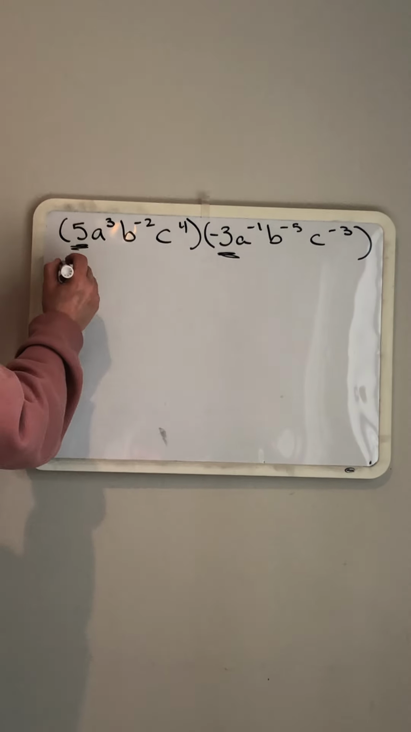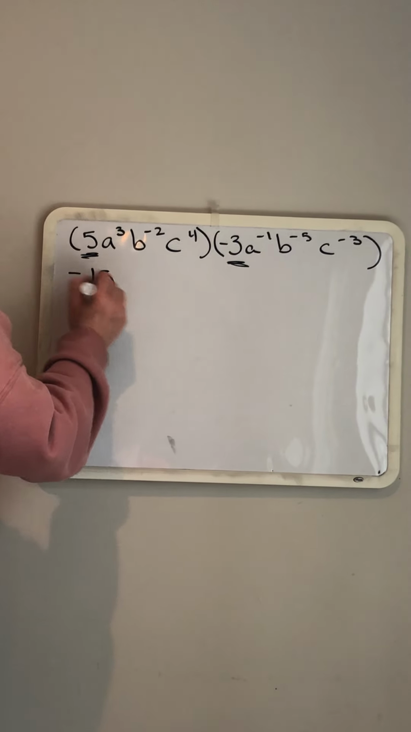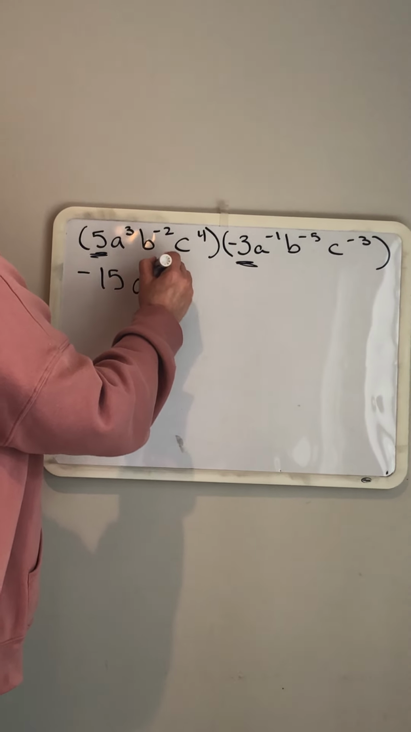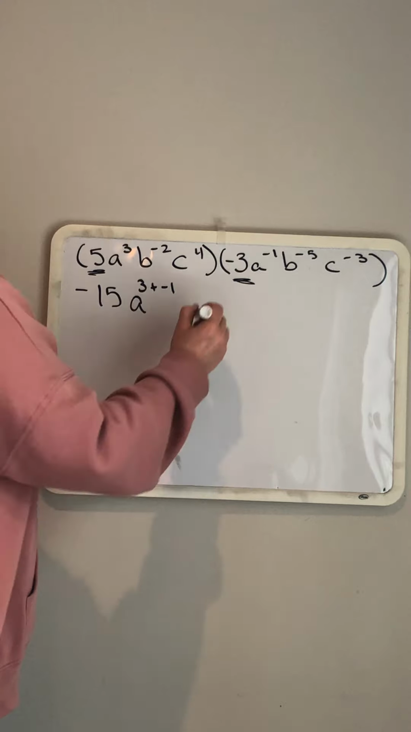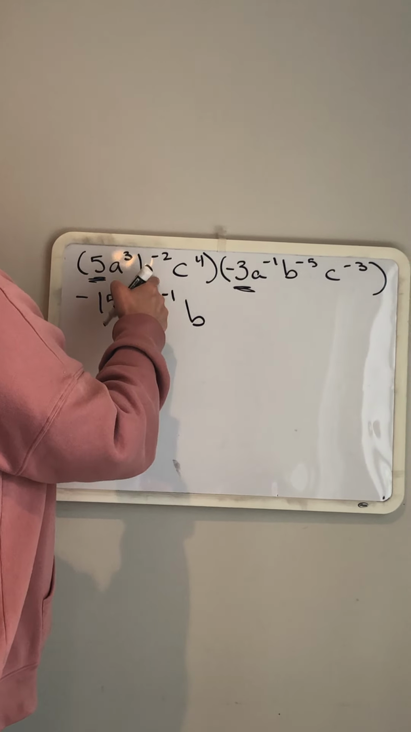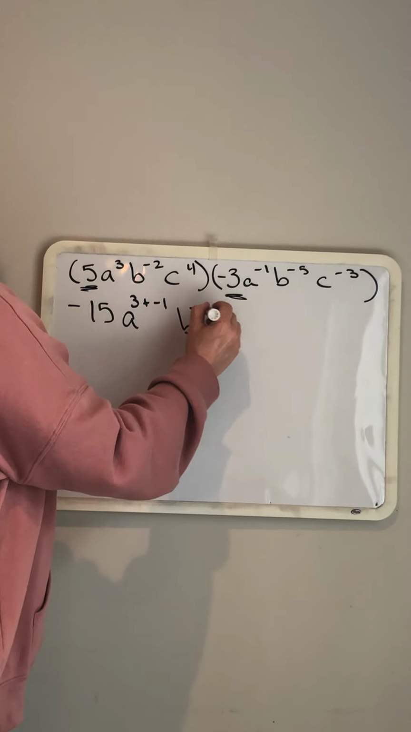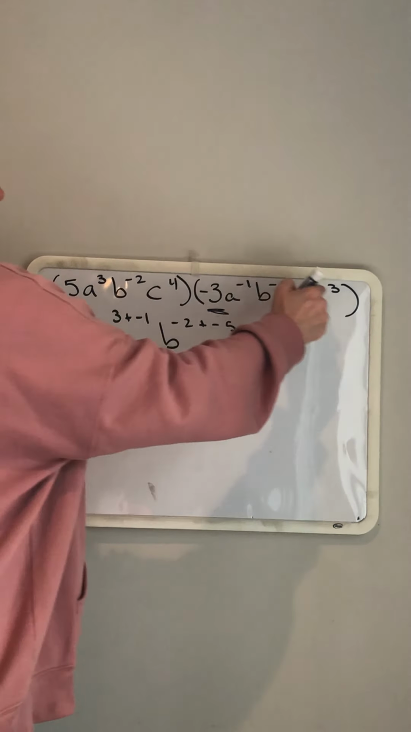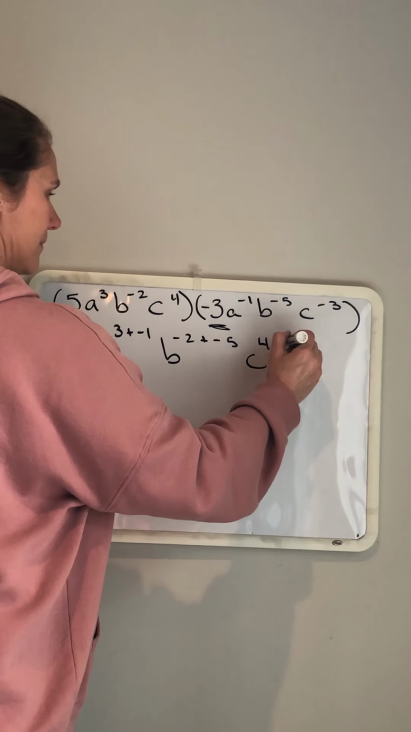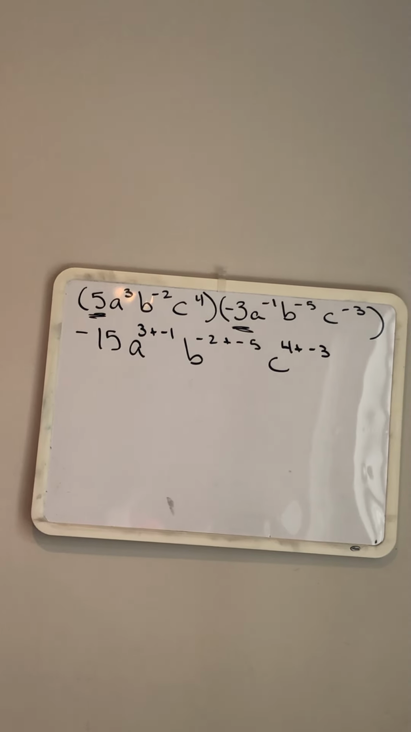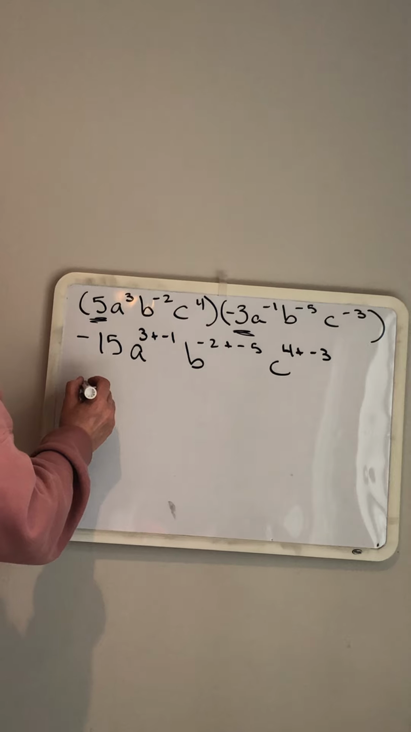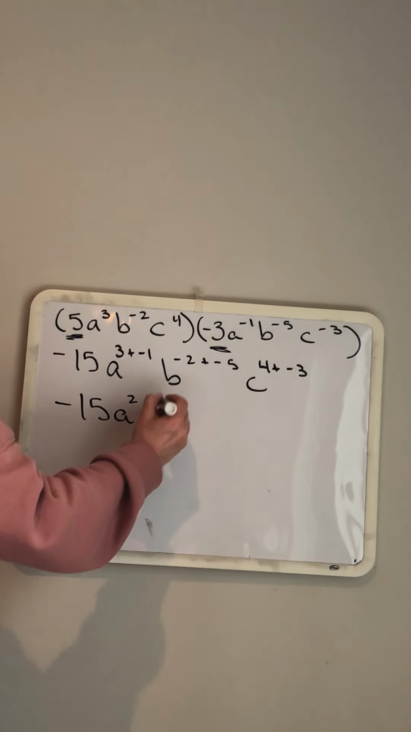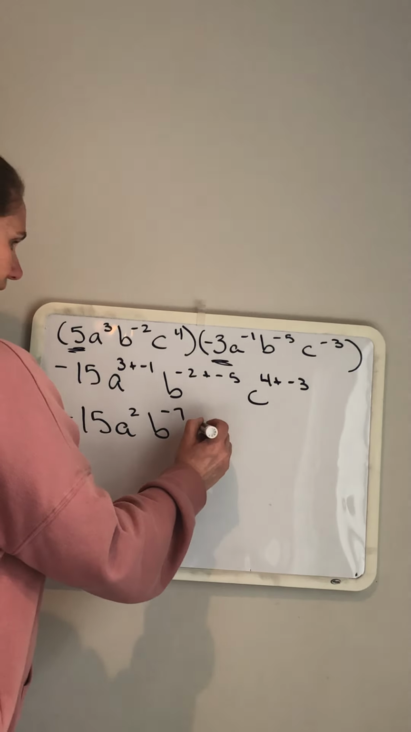So 5 times negative 3 is negative 15, and then I have a to the 3 plus negative 1, b to the negative 2 plus negative 5, and c to the 4 plus negative 3. And so now you have negative 15, a to the 2nd, b to the negative 7th, and c to the 1st.